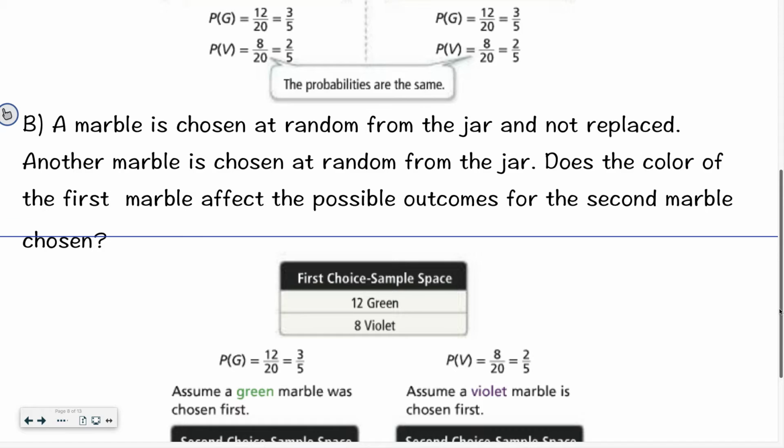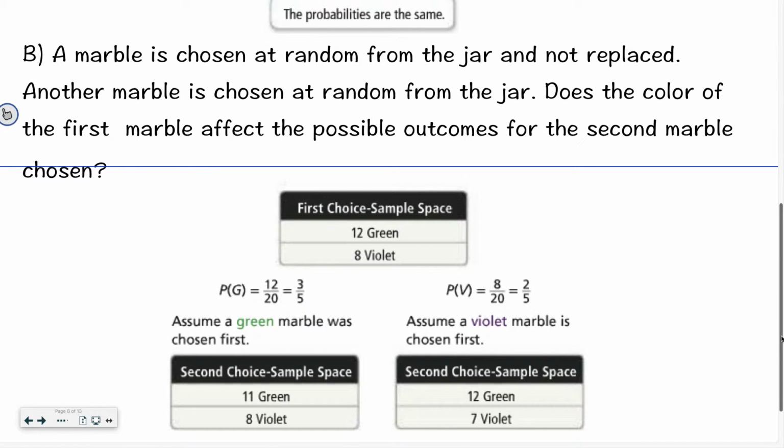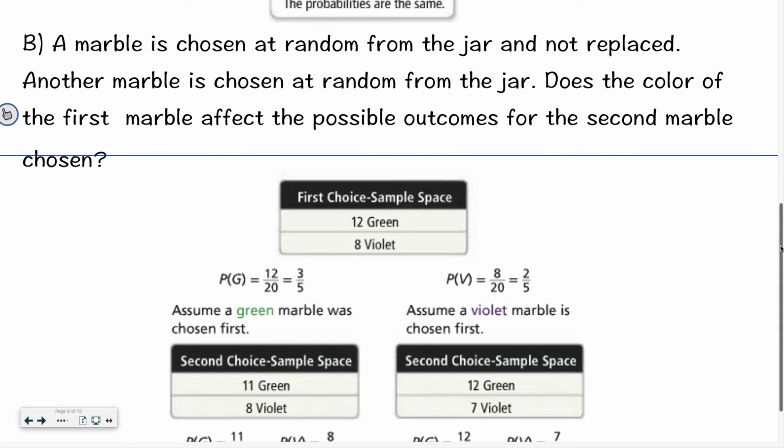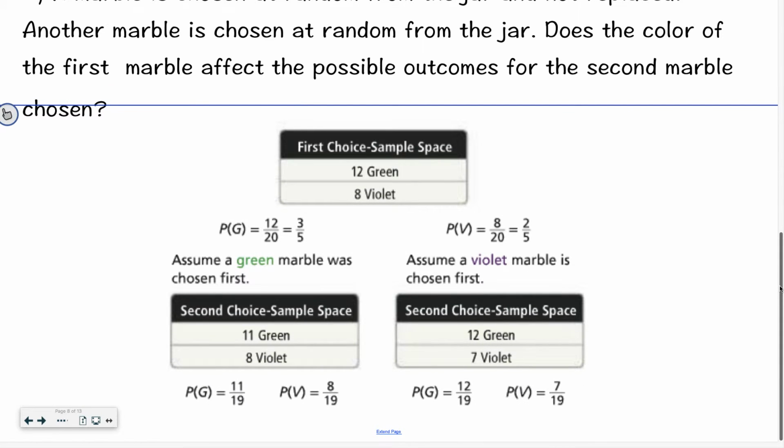Okay, letter B. A marble is chosen at random from the jar and not replaced. So a lot of you don't like to read the questions thoroughly. You like to skim and kind of guess and check your way through the problems. Probability questions are not the place to do that, because if you skip that single word, not replaced, that's going to change your answer. So we have another marble is chosen at random from the jar. Does the color of the first marble affect the possible outcomes for the second marble chosen?